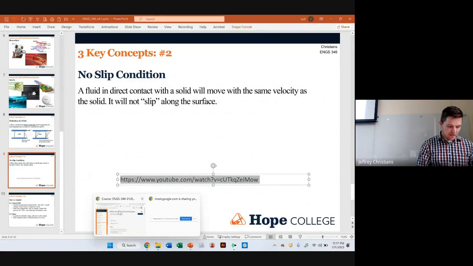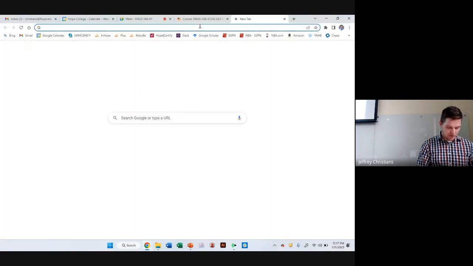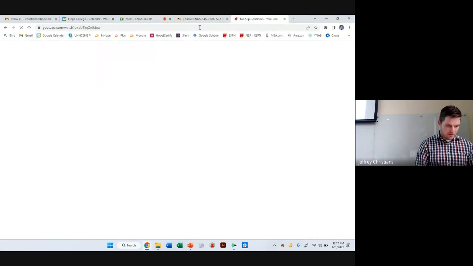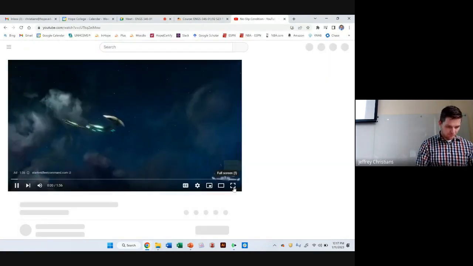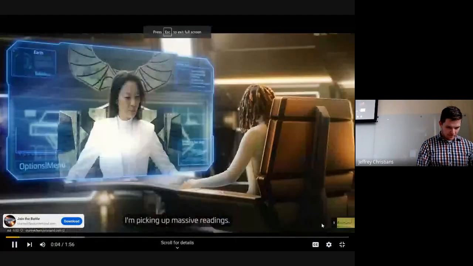So the no slip condition, rather than just telling you about it, I figured I would show you. So this is the no slip condition.